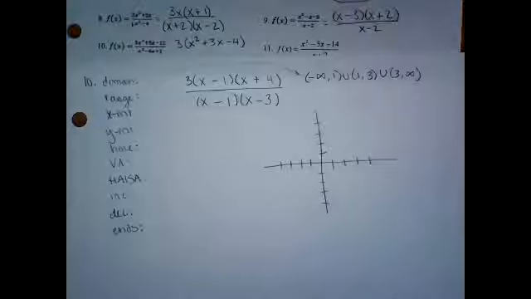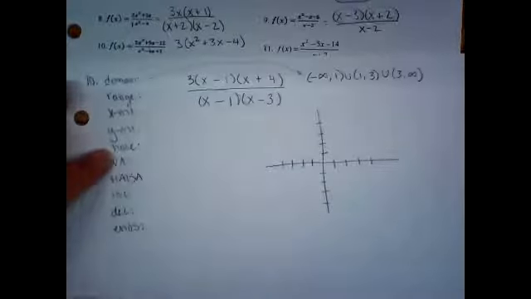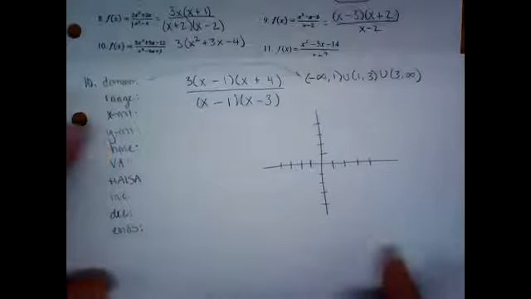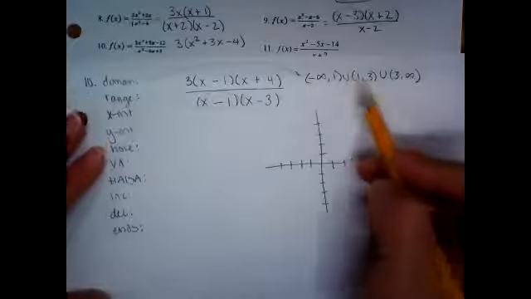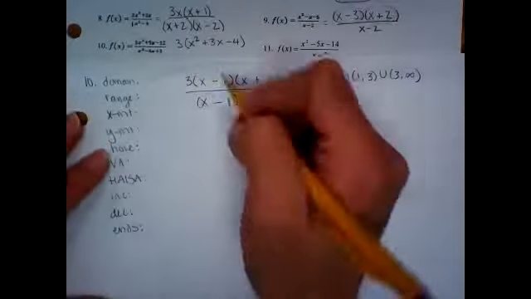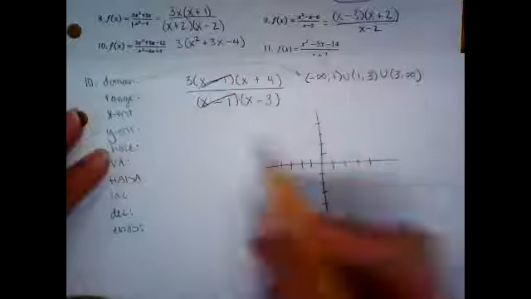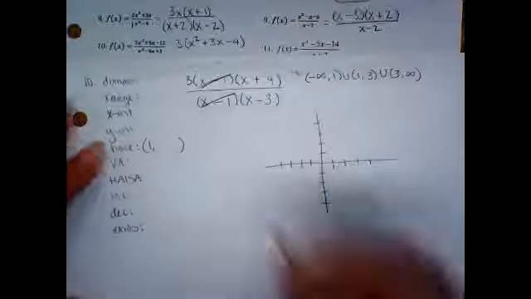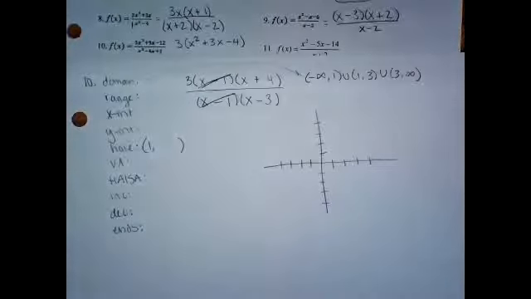So they can become either a hole or a vertical asymptote. There will be a hole in this graph. Which one of those is going to become the hole, 1 or 3? Good, 1, because this is the factor that cancels out. So the hole will be 1, something.